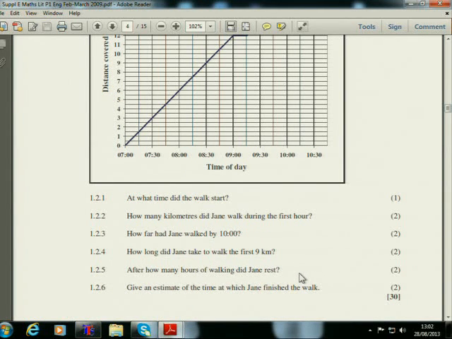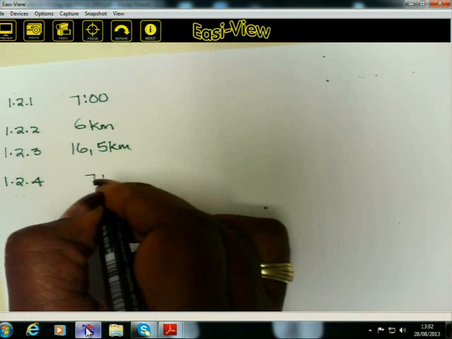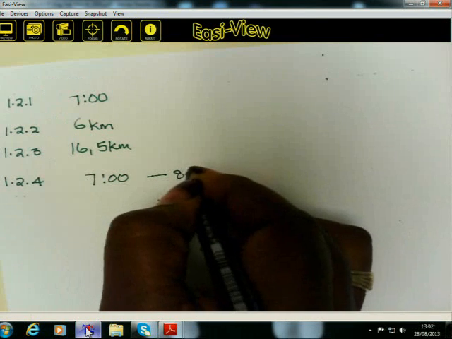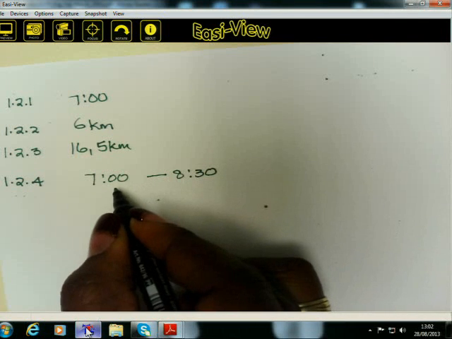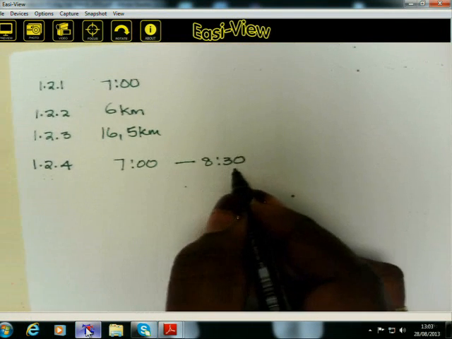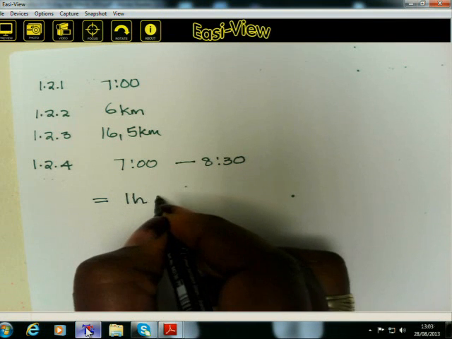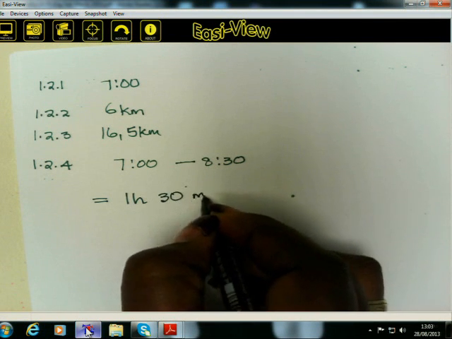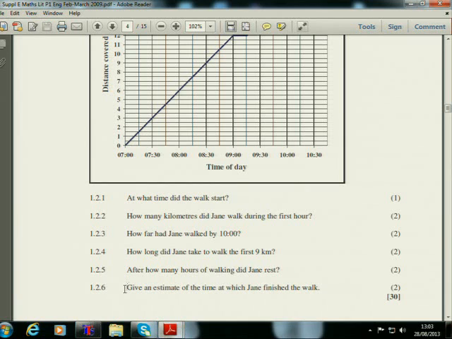Remember, the question was how long. Now, it means from 7 o'clock up to 8:30, we have to calculate the time there. How much time do we have between 7 and 8:30? And the answer there is 1 hour, 30 minutes. So it took Jane 1 hour, 30 minutes to travel the first 9 kilometers. 1.2.5.